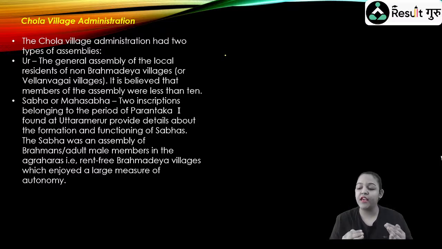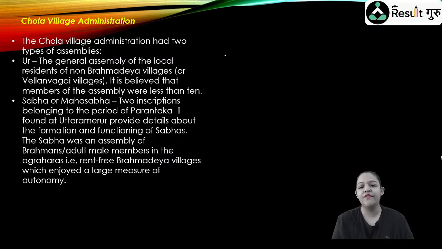So this administration is about the non-Brahmadeya villages, or the villages which have not been granted to anyone. So what are they saying? That Ur is the general assembly of the local residents, and it is believed that the members of this assembly were less than 10. So at the village level, just like we have the Sabha and the Samiti in the early Vedic age, similarly, the Chola Empire had what is known as Ur, which was the general assembly of the people. The members were less than 10.